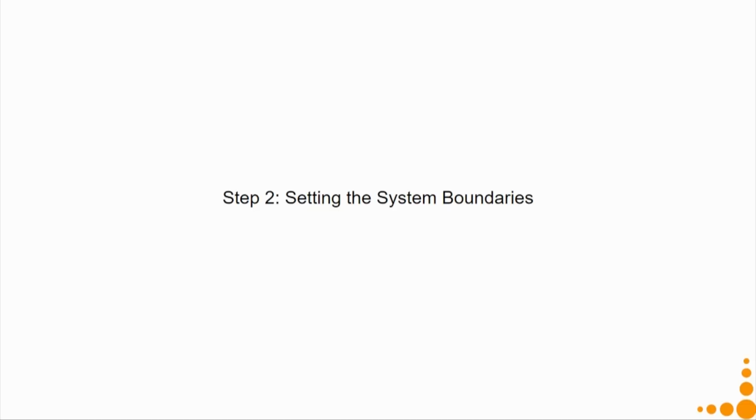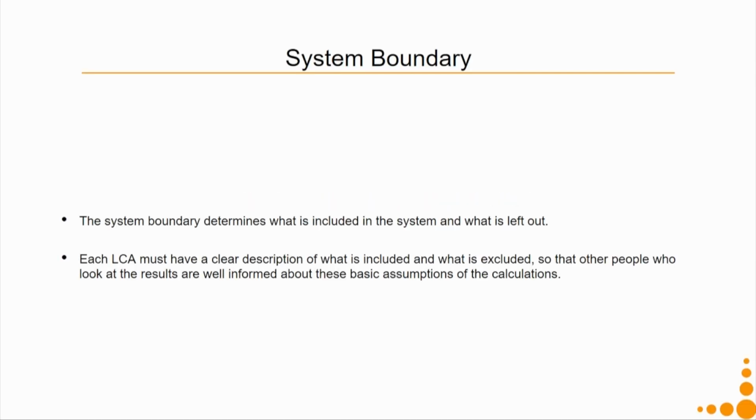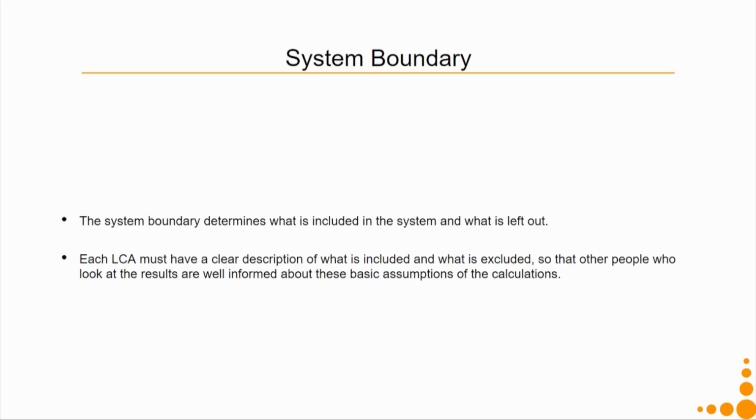Now, the next step is setting the system boundaries. What do we mean by this? The system boundary determines what is included in the system and what is left out. So, each LCA must have a clear description of what is included and what is excluded, and you have to also mention that in your report, so that other people who look at the results are well informed about these basic assumptions of the calculations.